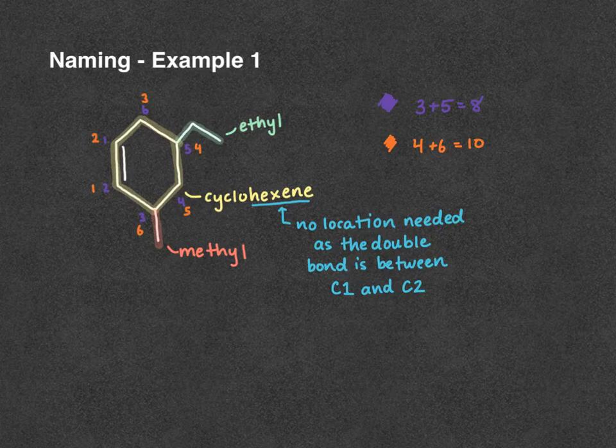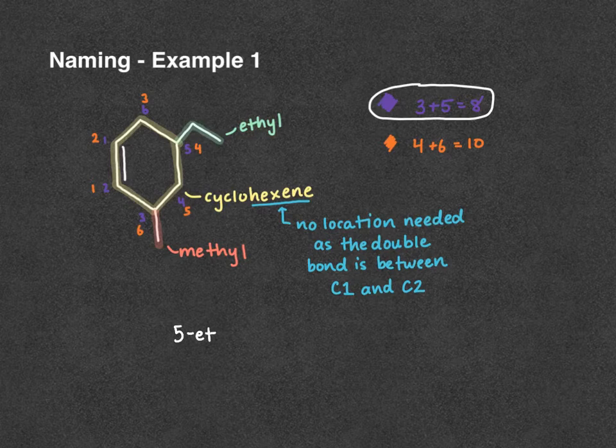So the same as we did with cycloalkenes, we're going to take the smaller of the two sums. So in this case, that's our purple numbers. So we're going to go with that. Number 1 is the top carbon of the double bond and then rotating counterclockwise. Now we're going to list our groups in alphabetical order with their numbers. So we're using the purple numbering system, so we will have 5-ethyl, 3-methyl, cyclohexene.